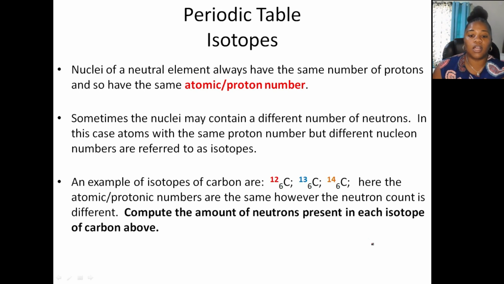So there are different types of carbon. They're all chemically the same, but they have different numbers of neutrons in them. However, the same number of protons. If you look at the number down here, you would see they all have the number 6, so they have the same number of protons. However, this would have 6 neutrons. This would have 7 neutrons. And guess how much this would have? Correct, 8 neutrons. So here the atomic and the proton number are the same. However, the neutron count is different. And I just did it for you.